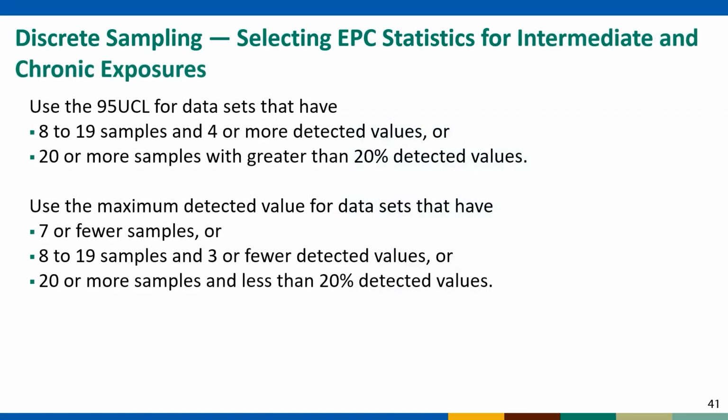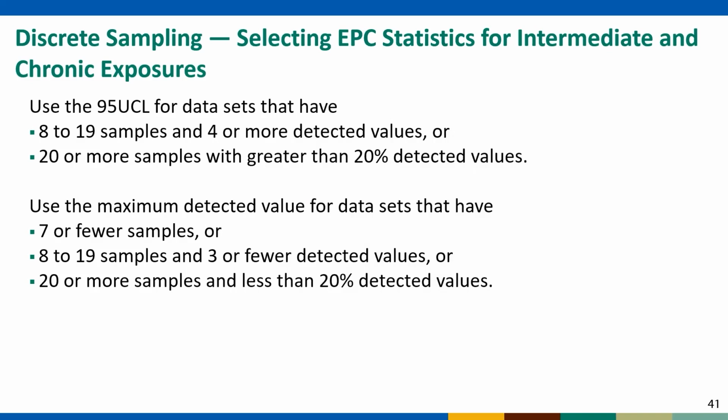For intermediate and chronic exposures, you're going to be calculating an upper confidence limit of the arithmetic mean or using some maximal value if you have a small sample set that you're working with. If you're going to end up calculating an upper confidence limit, you need a certain number of detected samples to create a valid upper confidence limit. The reliability of those limits starts to go down as sample sizes go down.